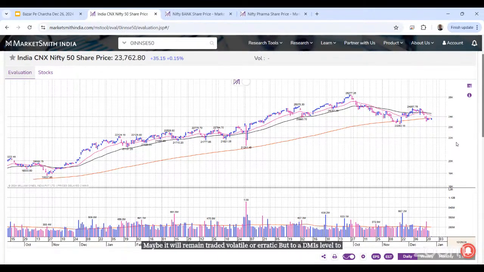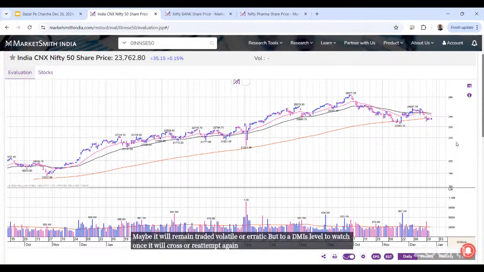Once it crosses or reattempts again on a closing basis, one can expect a sharp bounce back or sharp recovery in the market. But let's see how things will improve in the coming days.